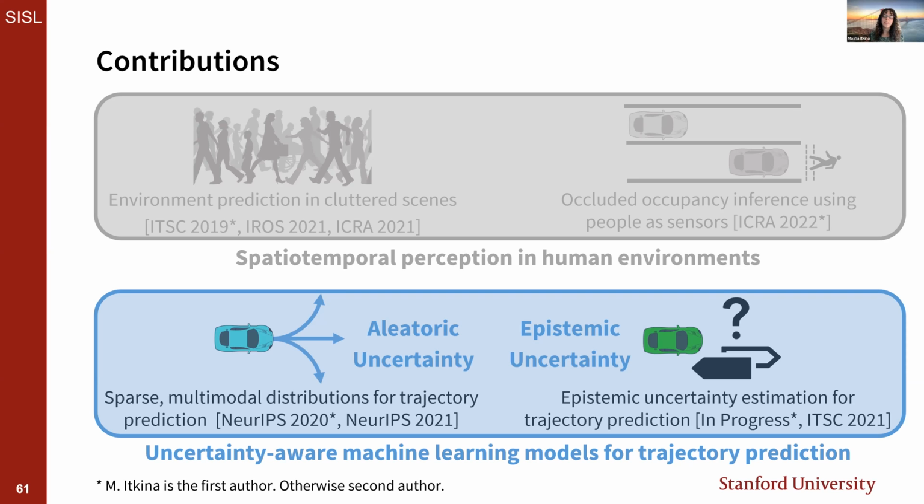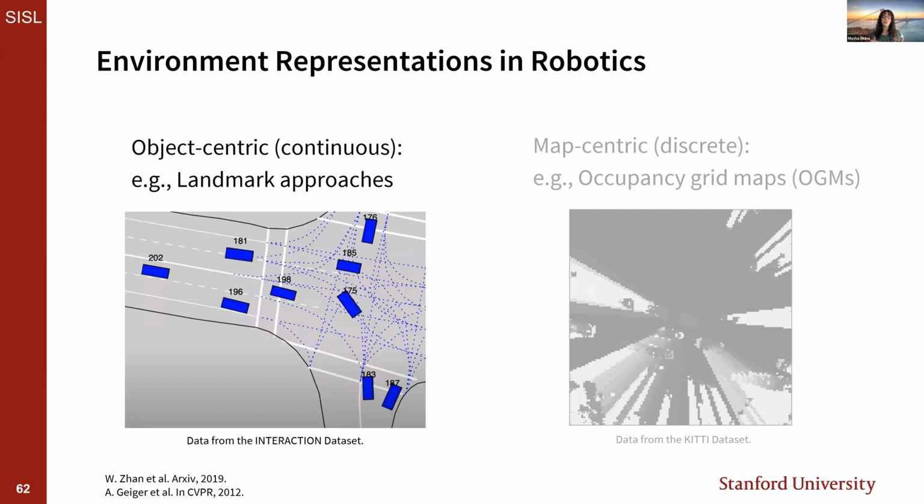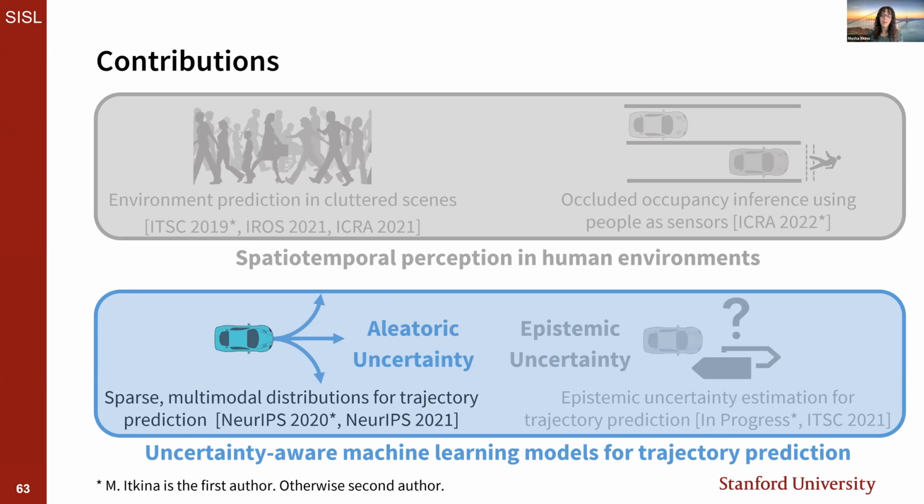Epistemic uncertainty arises from how well the model represents the data and from data distribution shift. I would like to note here that for the trajectory prediction tasks that aim at making temporal predictions for particular agents, we're making the switch from a map-centric environment representation to an object-centric one. I will now introduce our work in aleatoric uncertainty estimation for trajectory prediction.